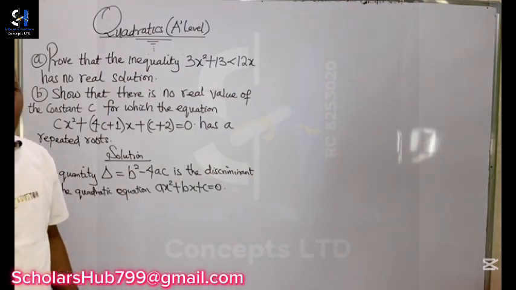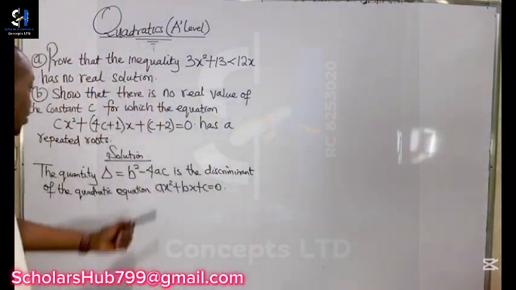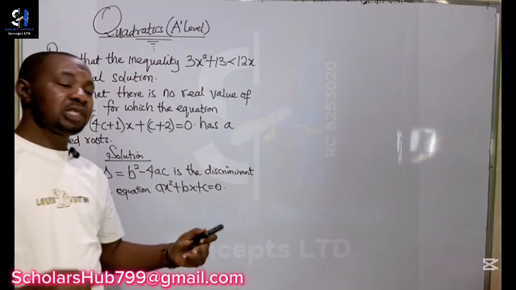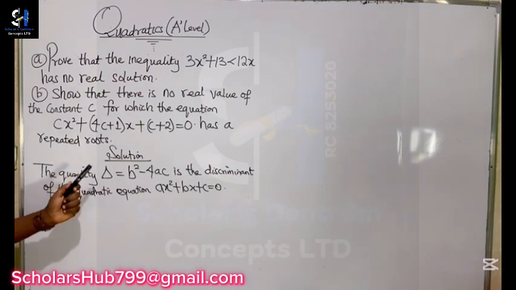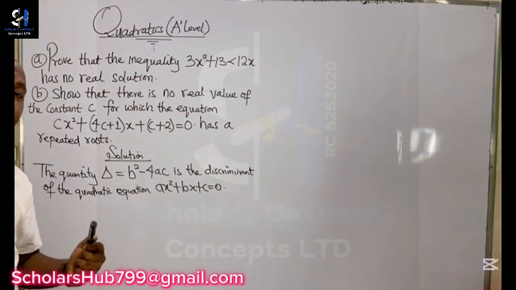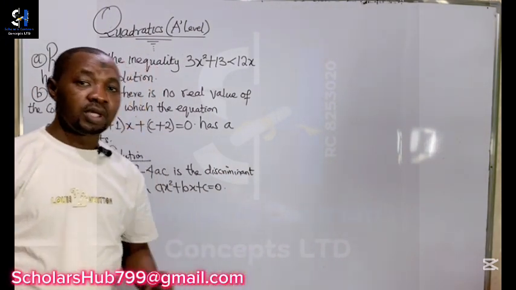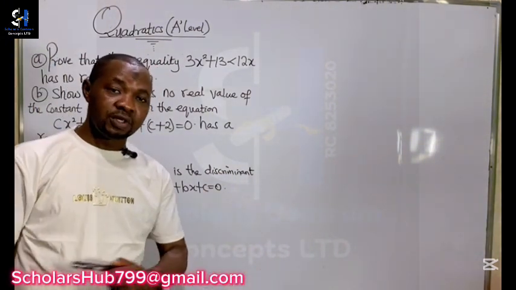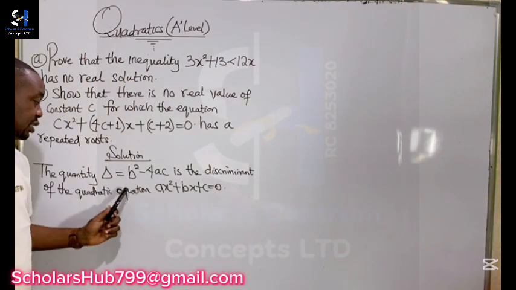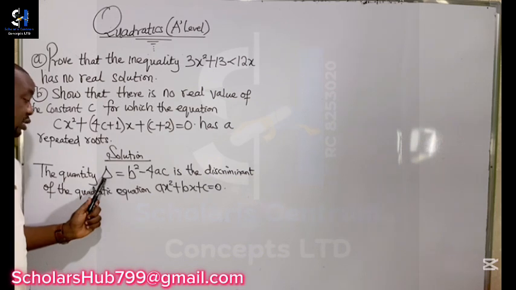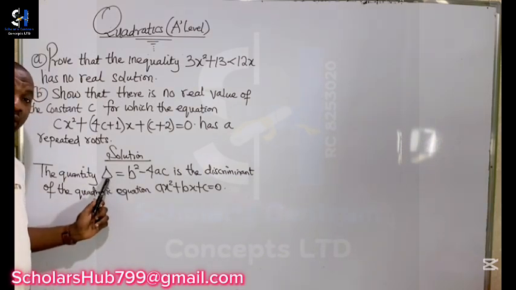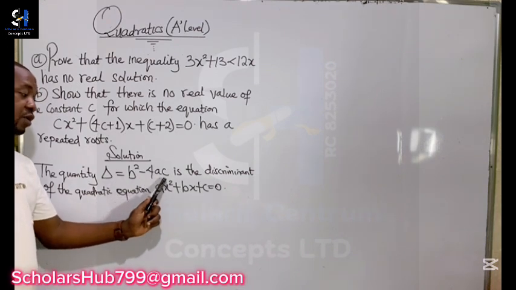But when the value of the discriminant is equal to 0, just like question B, then it will have what we call a repeated root. For a quadratic equation to have a repeated real root, the discriminant of the quadratic equation must be equal to 0. That is, we set this quantity, b² - 4ac, equal to 0.